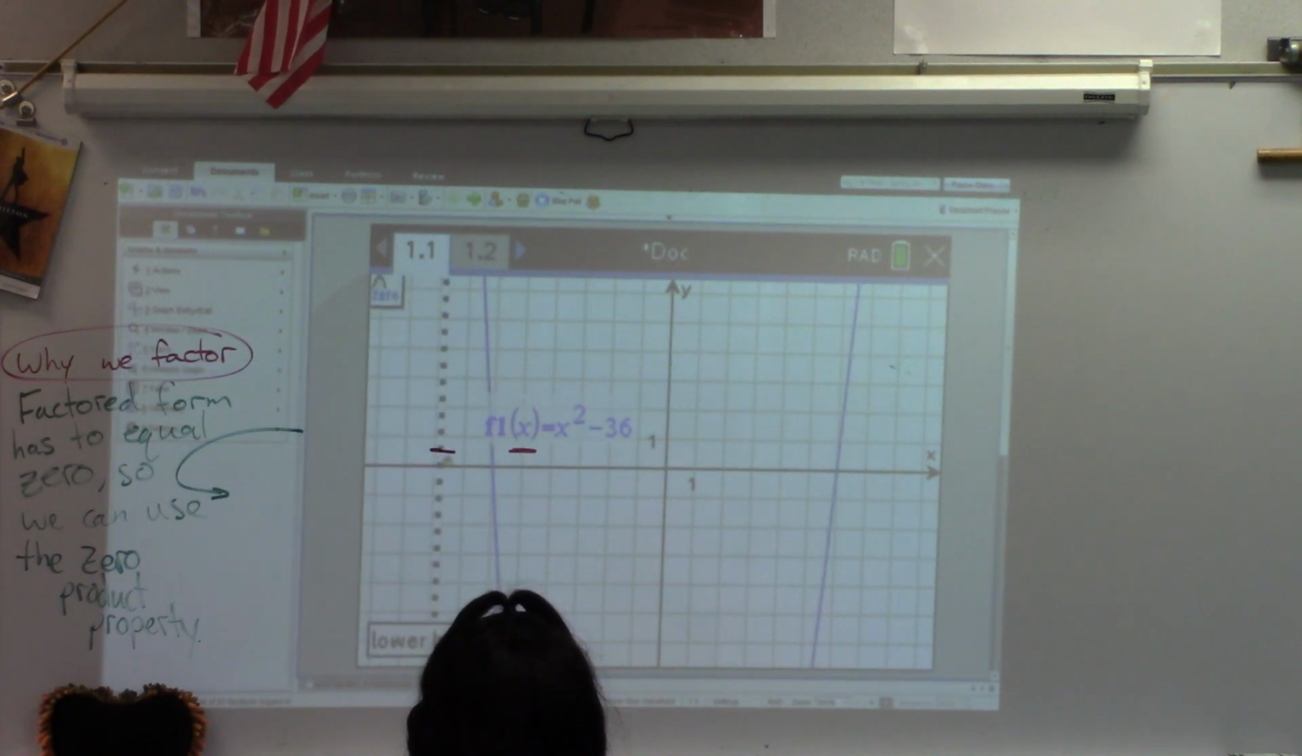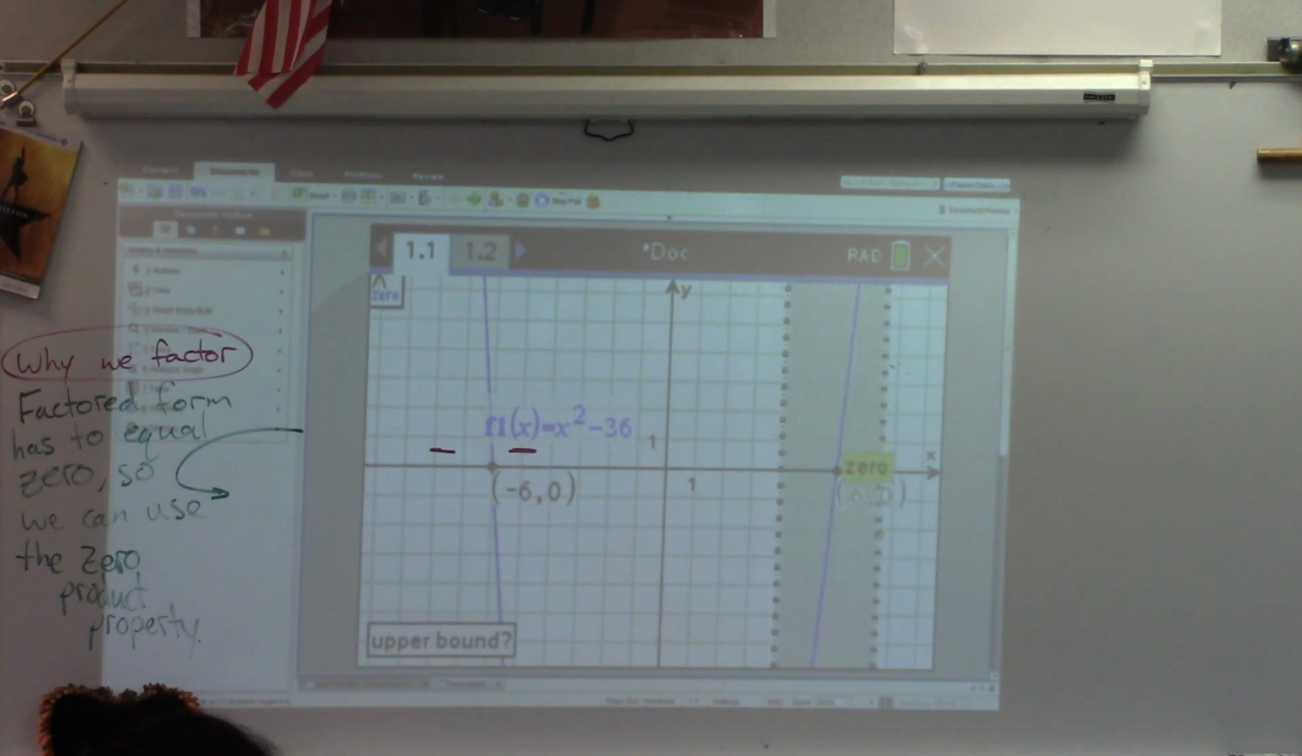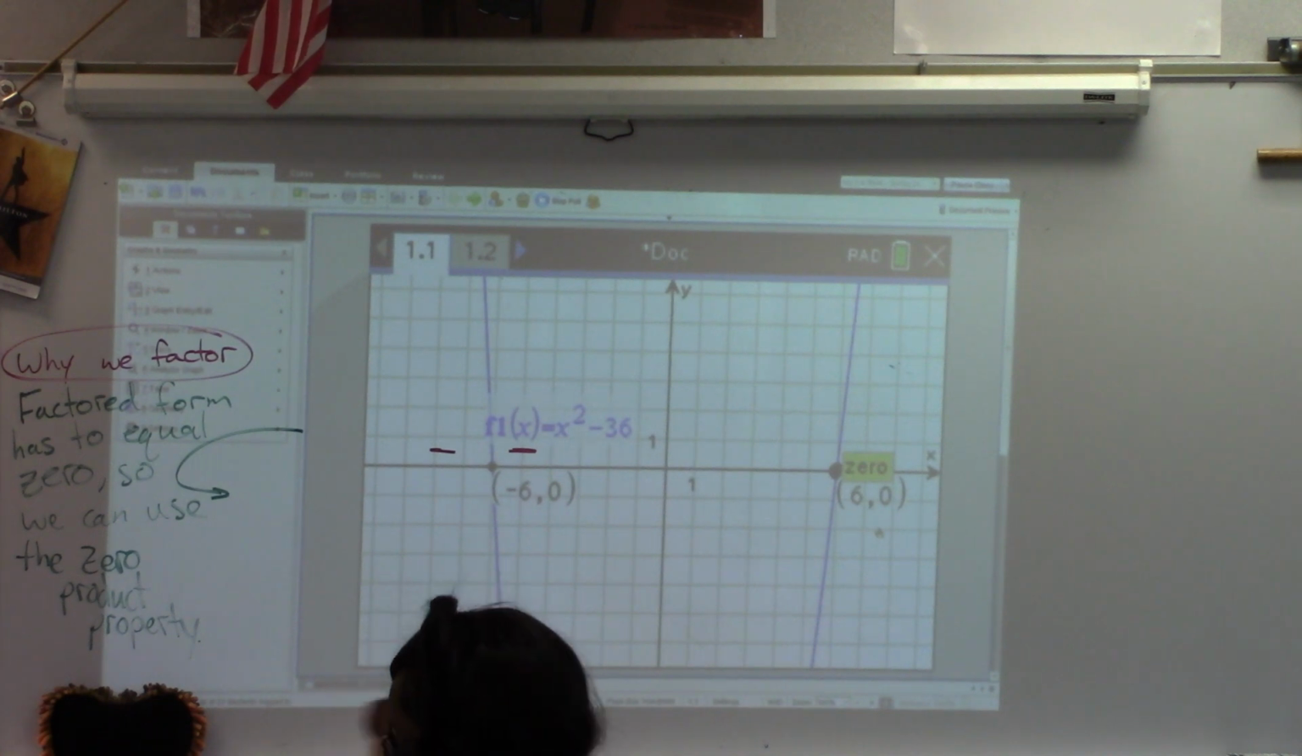Stop being lazy. Did you say stop being lazy and count it out? It's not being lazy, that's using technology. Is that factored form correct? Yes, sir. Okay.